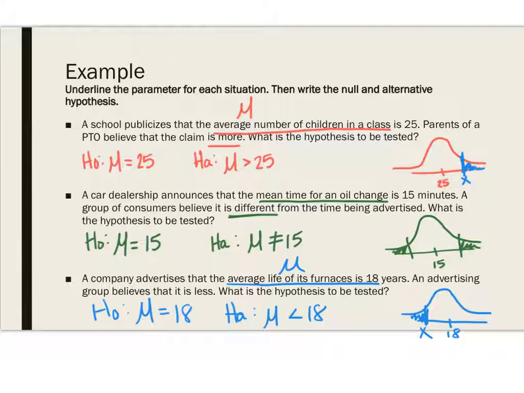Now notice that in hypothesis writing, whatever this number is for the equal part, it did not change. It will never change. It will always be the same. The only thing that's going to change is the symbols in between. And this first one is always equal to, and this one is always going to take on either a direction or no direction.